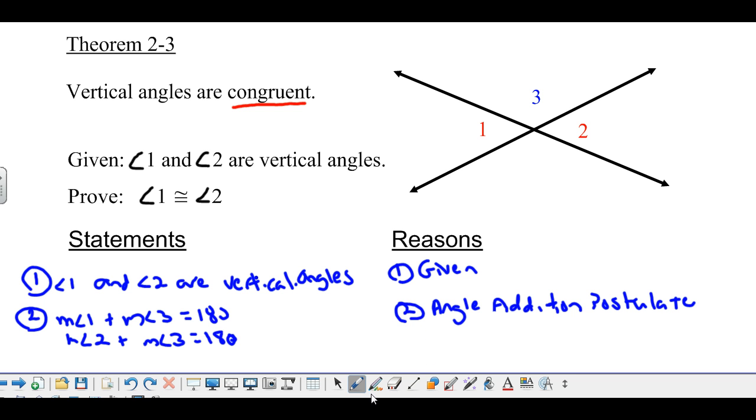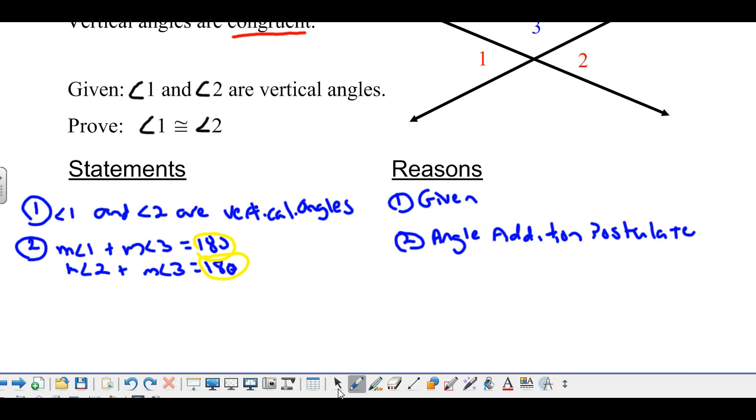And if you take a look here, I can see that both of these statements are equal to 180. Both the measure of angle 1 plus the measure of angle 3 and the measure of angle 2 plus the measure of angle 3, both of those are equal to 180. And since those two expressions are both equal to 180, I can set them equal to each other by substitution. So I'm going to say the measure of angle 1 plus the measure of angle 3 is equal to the measure of angle 2 plus the measure of angle 3. So that's by substitution.